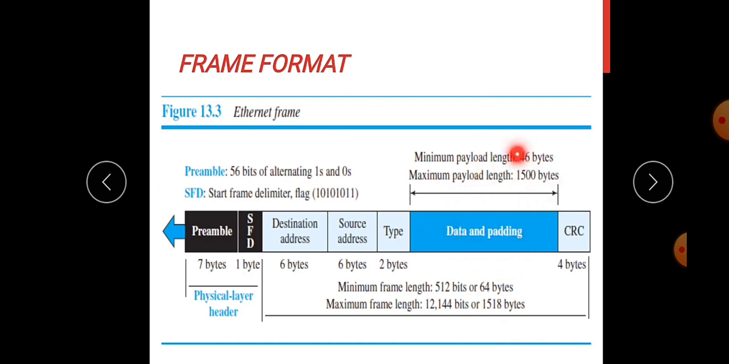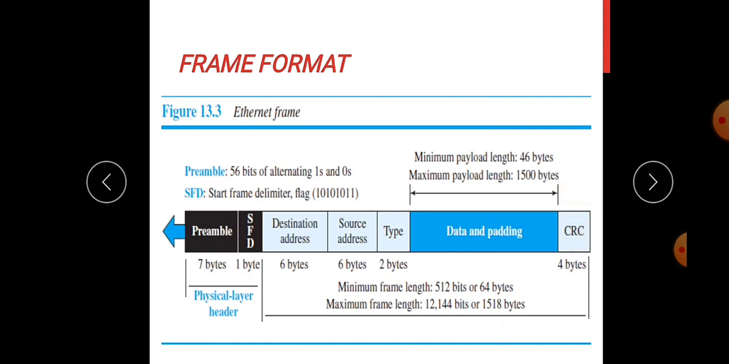The next field is data field. This field carries the data encapsulated from the upper layer protocol. It will have a minimum length of 46 and maximum payload of 1500 bytes. So if the data coming from the upper layer is more than 1500 bytes, it should be fragmented and encapsulated in more than one frame. And if it is less than 46 bytes, it needs to be padded with extra zeros.